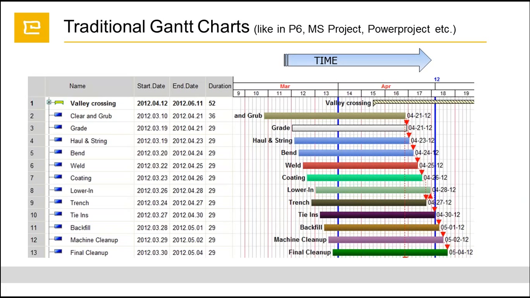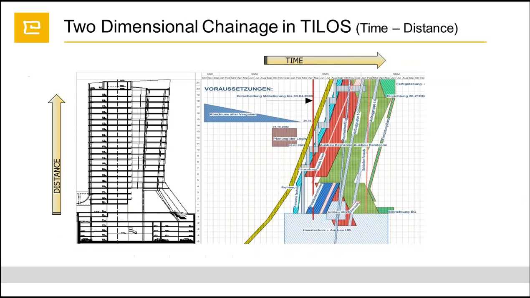We can see here the standard traditional Gantt chart, like we see in Primavera P6, Microsoft Project, or Asta Powerproject, where we have only one axis, which is time. However, in TILOS we use two axes, time and distance. In this case, we have the distance as floor levels, for instance, over here, and the time here. All our activities are in the middle.